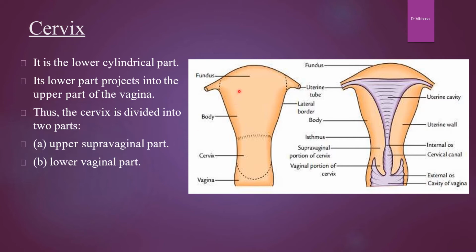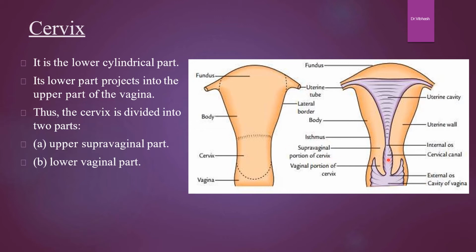Once again, this is the dome-shaped part of the body and that is called the fundus. This is the real body of uterus and this is the isthmus, and below the isthmus we can see the cervix. And here you can see the dotted line. This is the vagina and this dotted line represents the projection of cervix into the vagina anatomically. So the cervix is divided into a vaginal part that is lower and a supravaginal part that is upper.